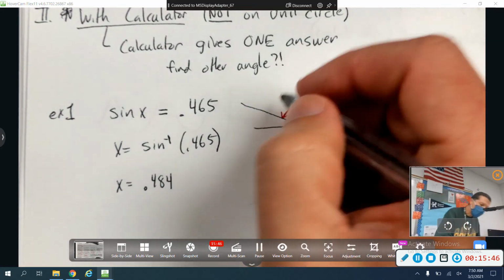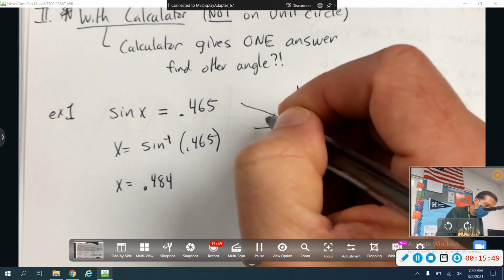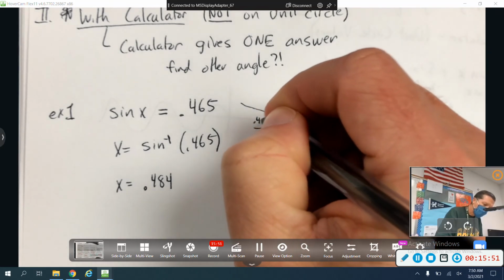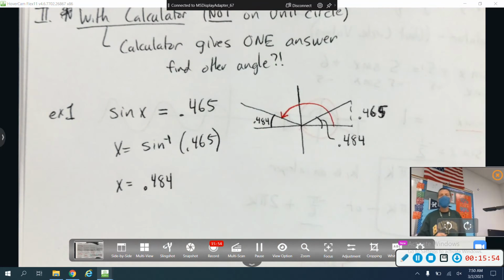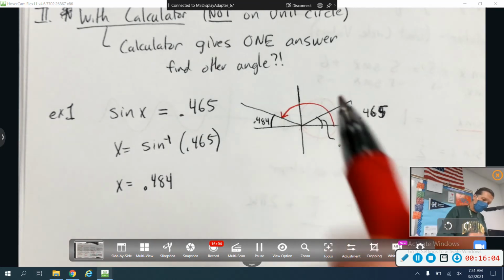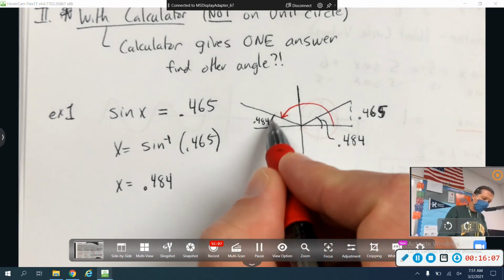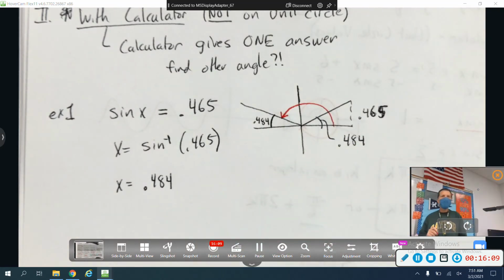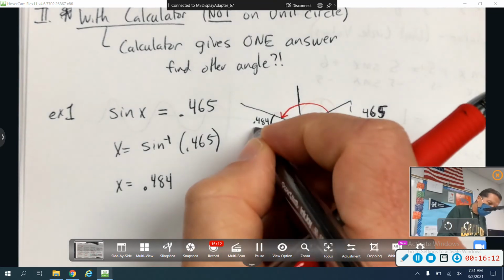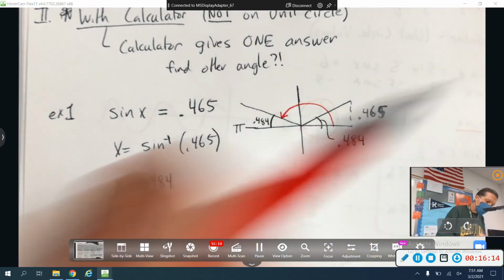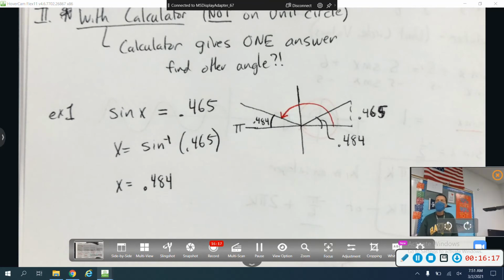Well, the symmetry says that this angle is 0.484. That's not really how we measure angles, but it's 0.484, like that's the angle opening there. So can you figure out what this red angle is if this little piece is 0.484? Here's a hint. Halfway around is pi. So how can I figure out the opening, the red angle?